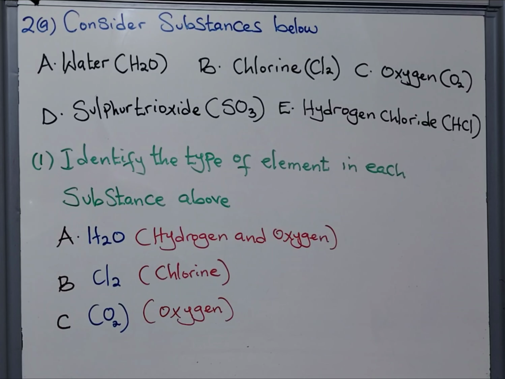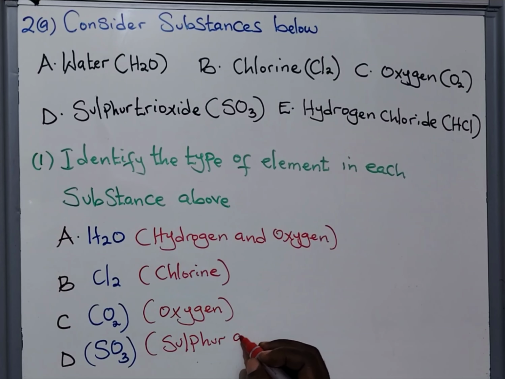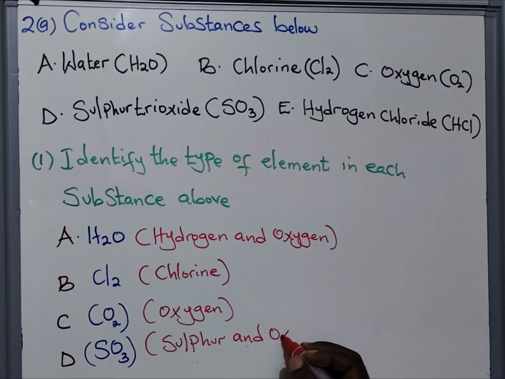Then we go to D, and D is sulfur trioxide. And what is the formula for sulfur trioxide? It is SO3. Okay. So what are those elements presented there? The elements are sulfur and oxygen.